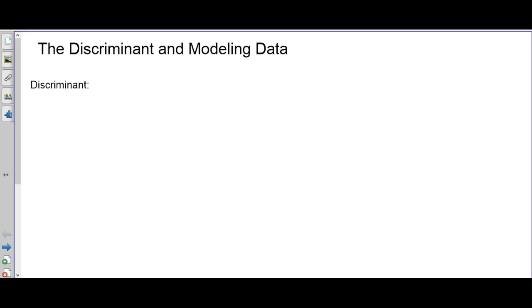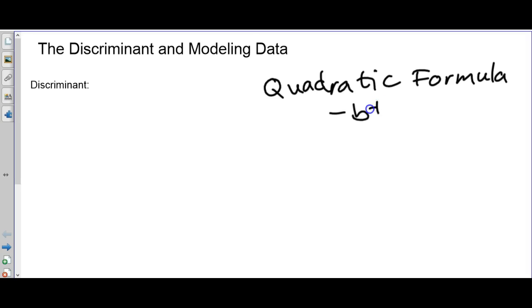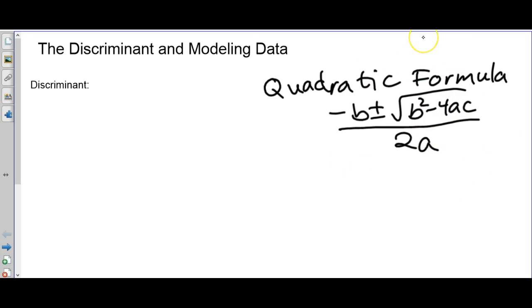This video will be about the discriminant and modeling data. So when you are working with the discriminant, it is part of the quadratic formula. The full quadratic formula is negative b plus or minus the square root of b squared minus 4ac, all over 2a. That's the full quadratic formula, but the discriminant is just the b squared minus 4ac part.